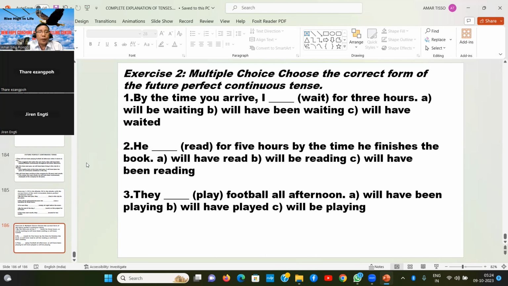He will have been reading for 5 hours by the time he finishes the book. Okay. Number 3. A will be the answer here, the correct option. They will have been playing football all afternoon. Okay, that's right.